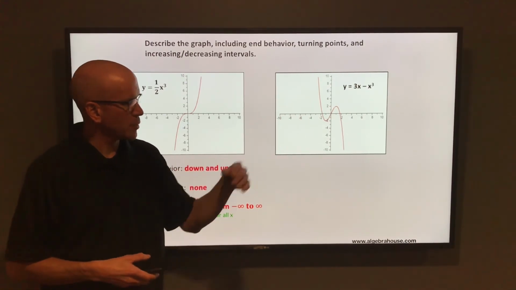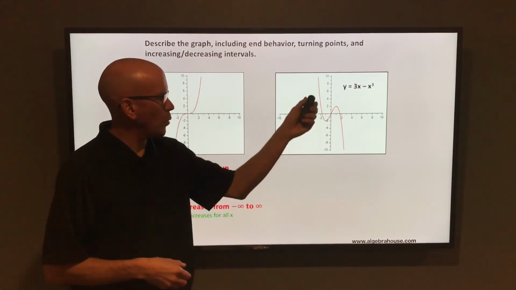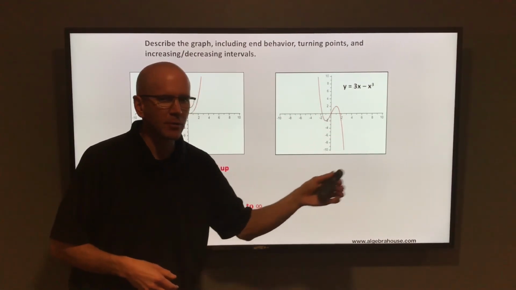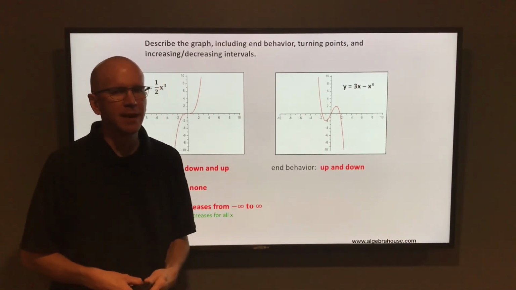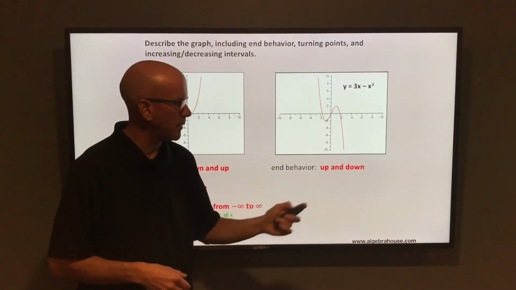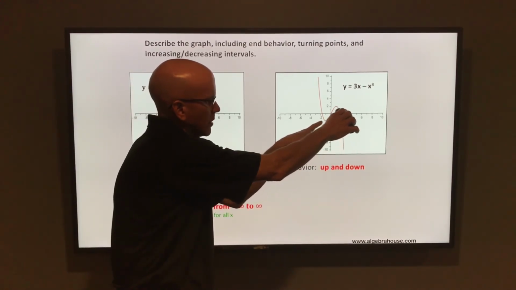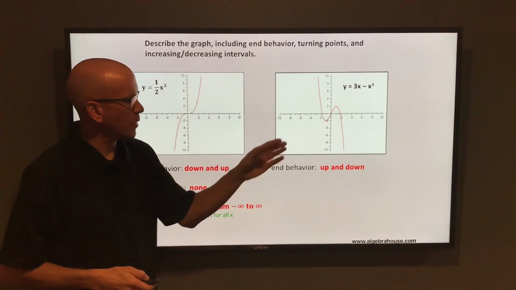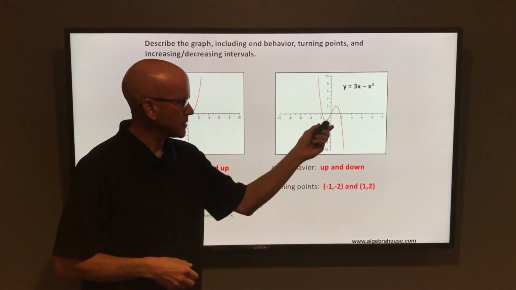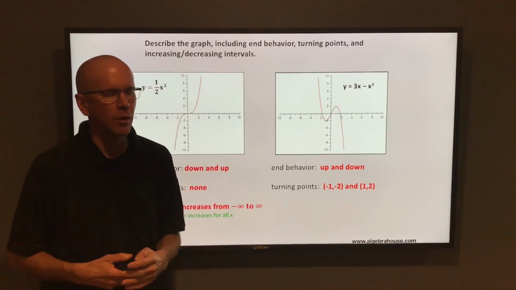Next up, y equals 3x minus x to the third. So first of all, the end behavior, the easy one. What does it look like on the left? What does it look like on the right? Well, on the left side, it looks up, and on the right side it looks down. So the end behavior is simply stated as up and down. Now for the turning points, you can see there are two turning points where those y values turn around and go in the other direction. And the coordinates of those two turning points: this left turning point would be (-1, -2), and the right turning point would be (1, 2).